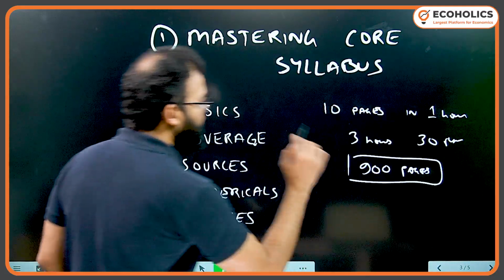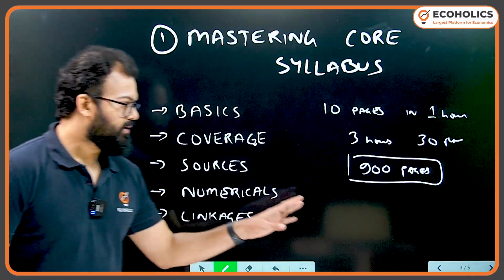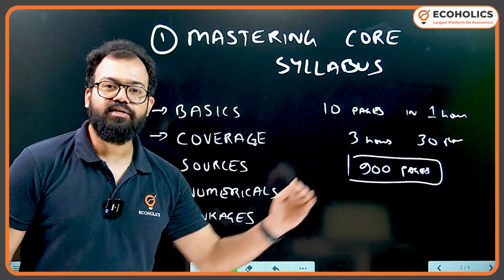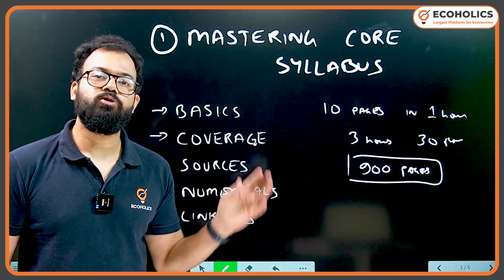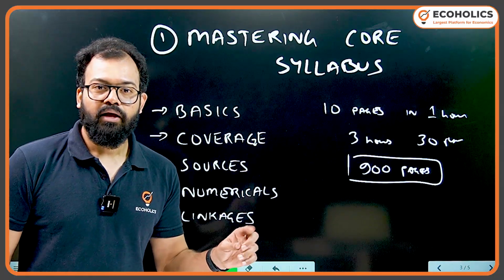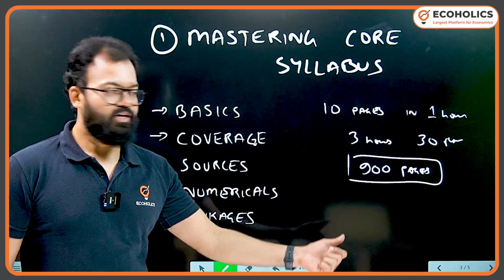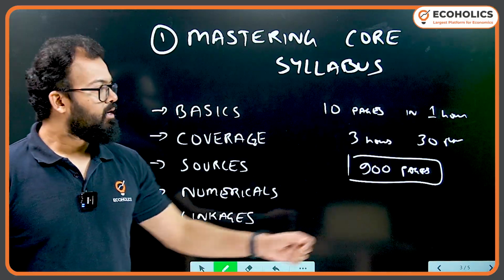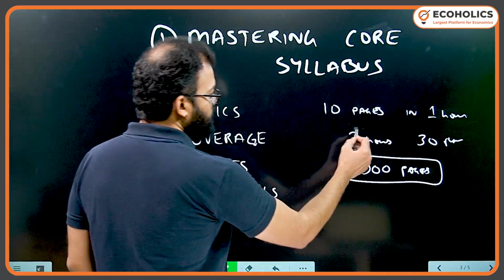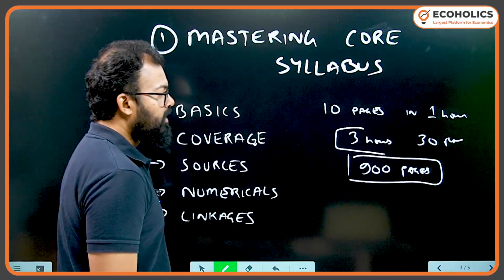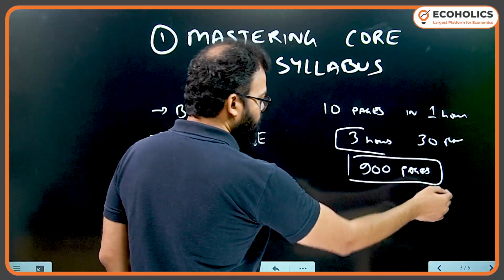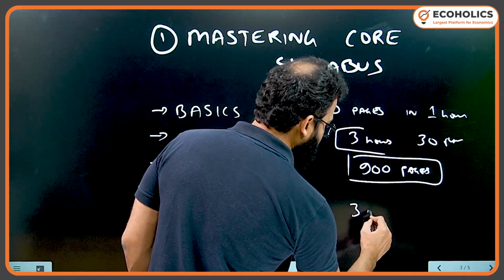Now these 900 pages, if you are reading, how many months will it take you to cover the whole syllabus once? That is why sources are important. If you choose wrong sources, it will waste your time. Now imagine that in these 3 hours you are studying 3 different subjects. So covering one subject in 1 month, now 3 subjects in 3 months.